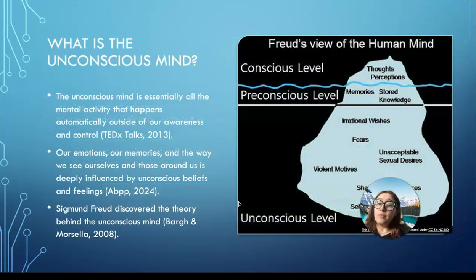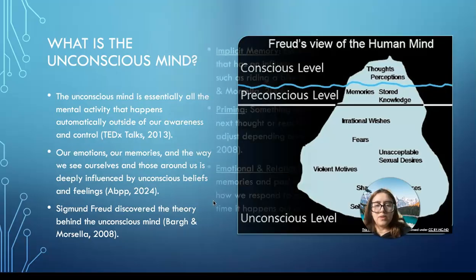So what is the unconscious mind? The unconscious mind is essentially mental activity that happens automatically outside of our control and awareness. Our emotions, memories, and the way we see ourselves and those around us is heavily influenced by the unconscious mind. And Sigmund Freud discovered the theory behind the unconscious mind. So I went ahead and shared this picture. It shows the conscious level, the preconscious level, and then the unconscious level, which is typically what we keep to ourselves. We're not really comfortable sharing with other people.